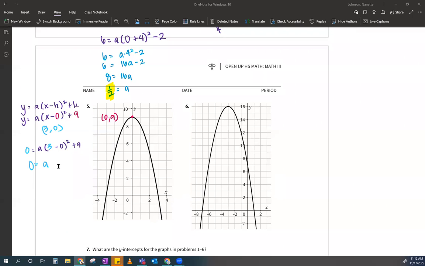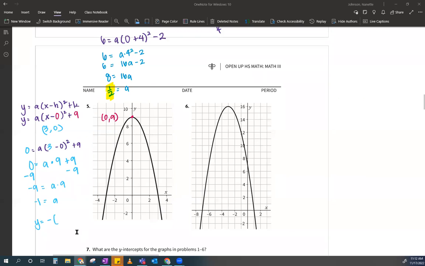So I'm going to subtract 9. So I get negative 9 equals a times 9. And then a is negative 1, just like we said earlier. So when I said I knew that it was already going to be upside down, I already knew my a was going to be negative. And then when I look at my multiplier, it's a factor of 1 because of how these points are situated. All right. So then my final answer would be y equals negative (x squared) plus 9.